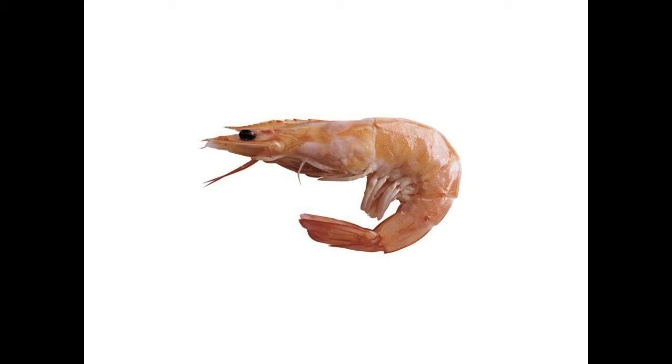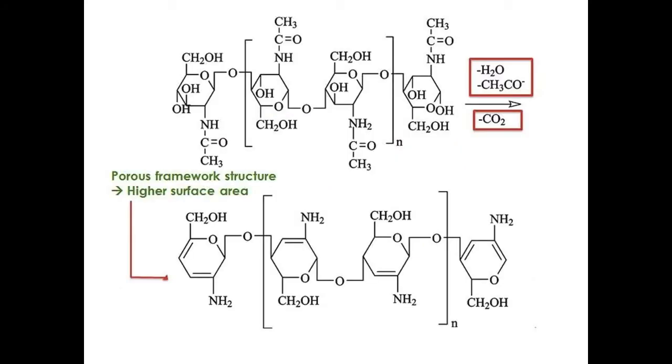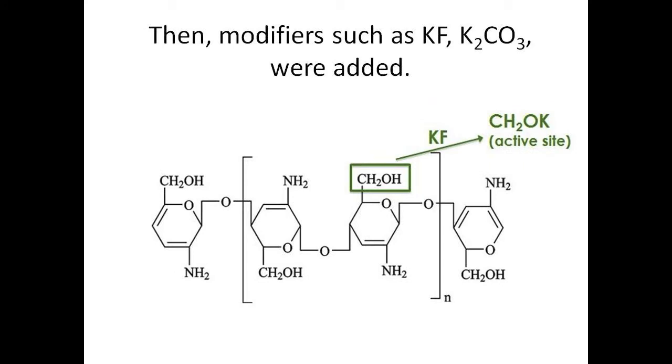It is also environmentally friendly. By carbonization, which is the conversion of an organic substance into a carbon or carbon-containing residue, the chitin can be extracted from the shell. After that, modifiers such as potassium fluoride or potassium carbonate were added. This reacts with the hydroxymethyl group and forms CH2OK, which is the active site for catalysis. After this reaction, the chitin becomes more porous due to the loss of CO2, H2O, and acetyl group. This will be effective in catalyzing the reaction.